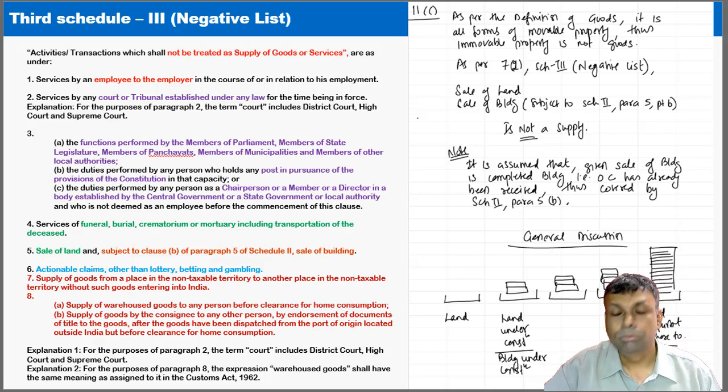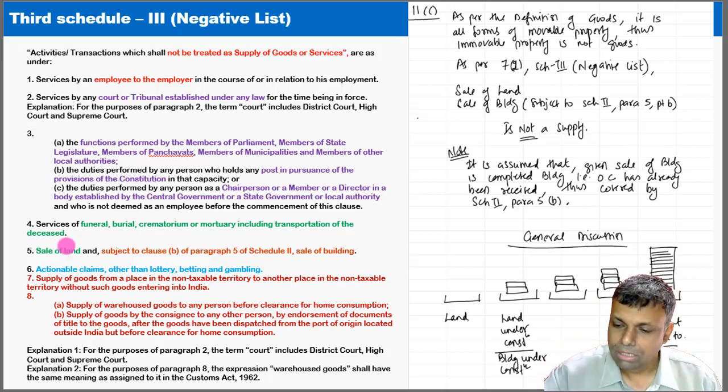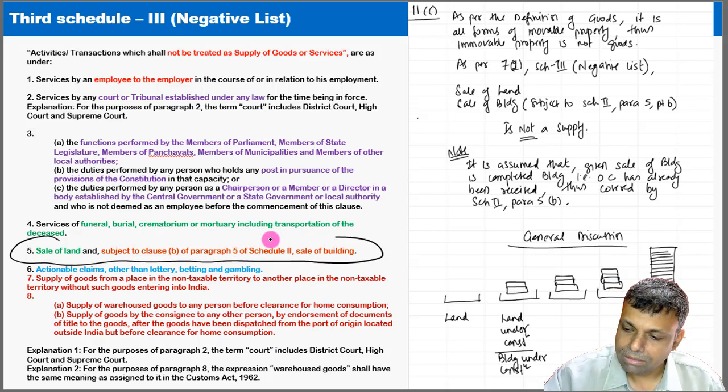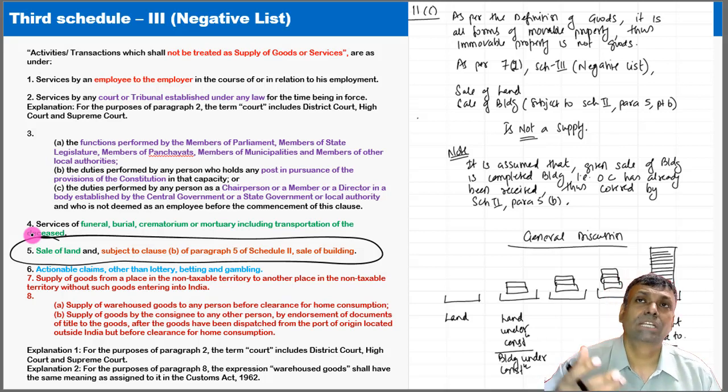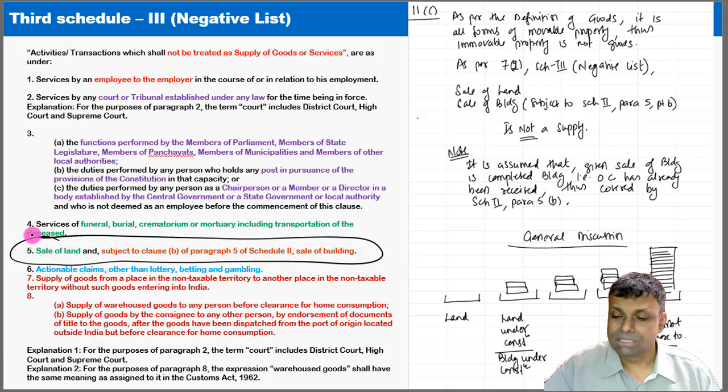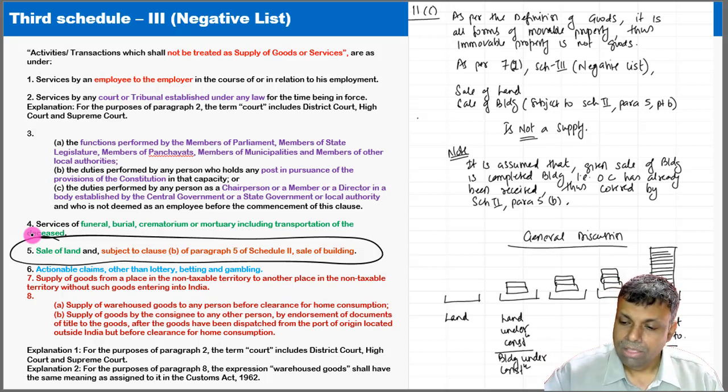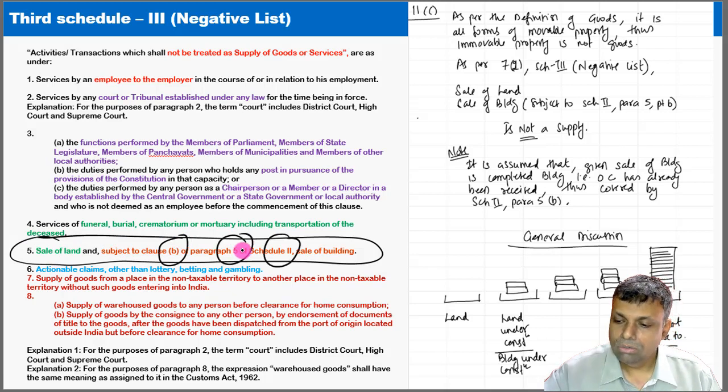Only one thing I want to bring to your notice, that is your negative list, because I think that could be a very popular transaction. Otherwise, most of the transactions are very simple and straightforward. Okay, one of these transactions is the sale of land. Because land is not goods, this is how it is to be understood. So sale of land is basically in the negative list. That means it will not be subjected to any GST as specifically provided, because it is in the negative list. Okay, and sale of land is subject to clause B of this schedule. Okay, Schedule 2 paragraph 5(b), it is the sale of building.